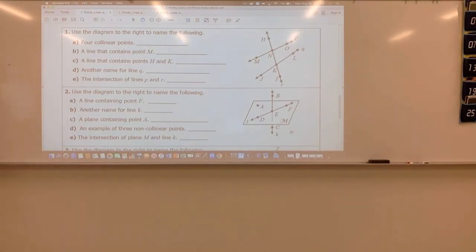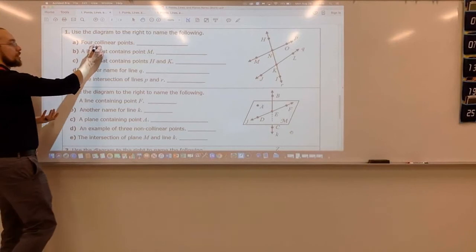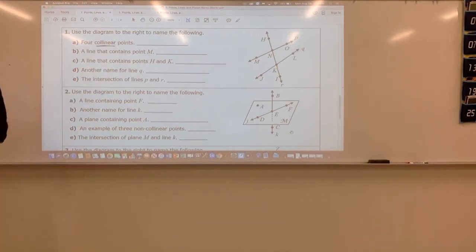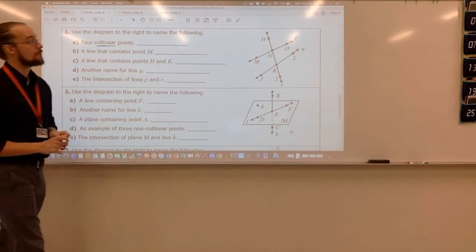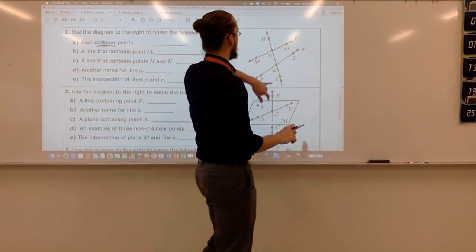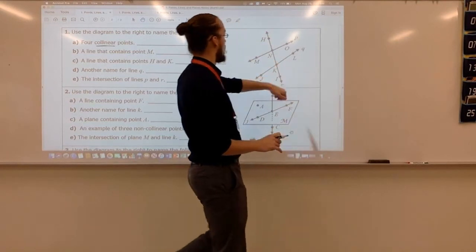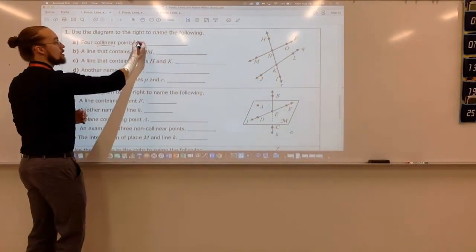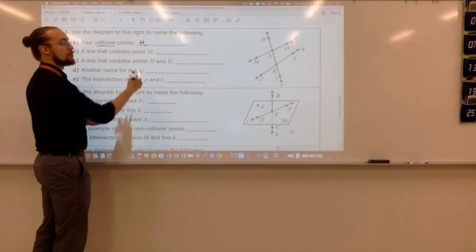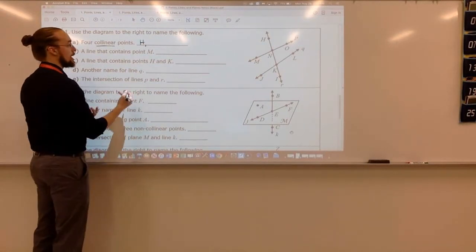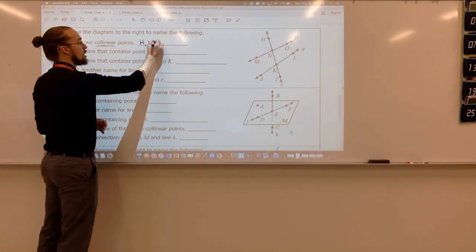The first one says name 4 collinear points. What's collinear? Points on the same line. So we want 4 points on the same line. What do we got? Wait, say it again. HNKI, yeah. So to write that, I'm just going to list those capital letters. Right? That's how I name points. So I'm going to say HNKI.